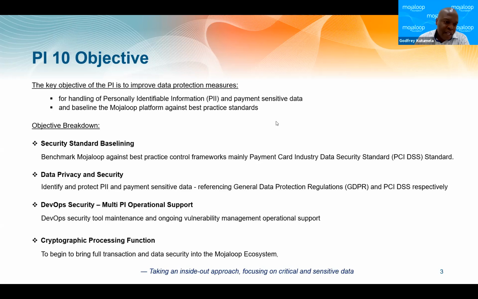So just to keep it very simple and less complicated to tackle, we break it down into 4 areas: standard baselining, data privacy and security, DevOps security, which is a multi-PI operational support that continues the work we started from day one, and as well as the crypto function. Formally we call this HSM, but as the discussions went, we just standardized by saying it is a cryptographic processing function that is needed within Mojaloop.